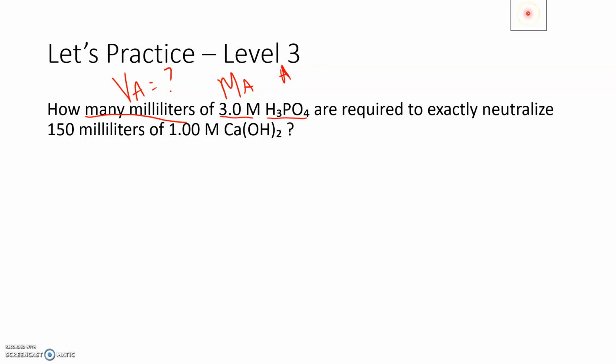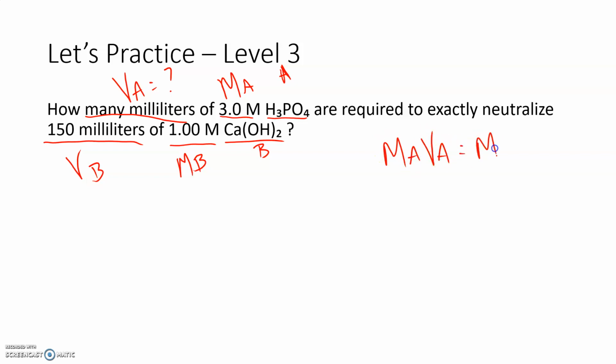How many milliliters of 3 molar H3PO4 are required to exactly neutralize 150 milliliters of 1 molar Ca(OH)2? That is my base. This is my concentration or molarity of my base, and this is the volume of my base. I am going to use MAVA equals MBVB, but I have to check my acid and my base. There are 3 H's in my acid and 2 OH's in my base. That means I need to multiply the acid side of the equation by 3.